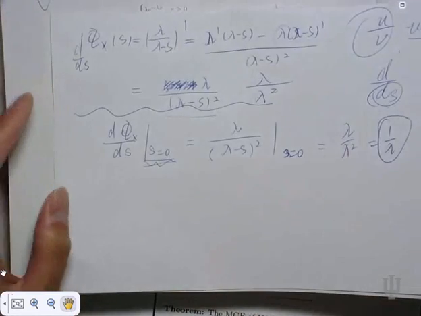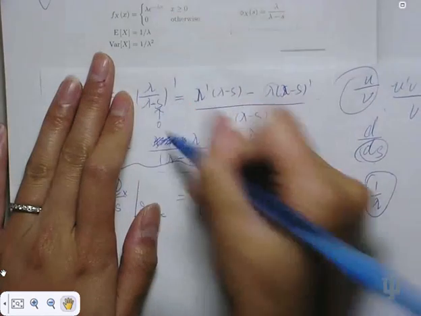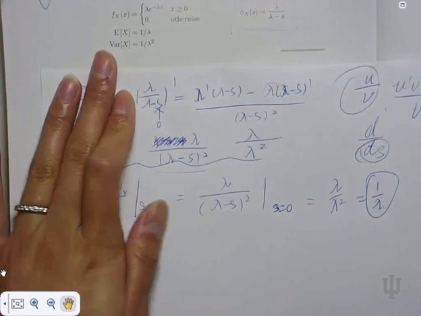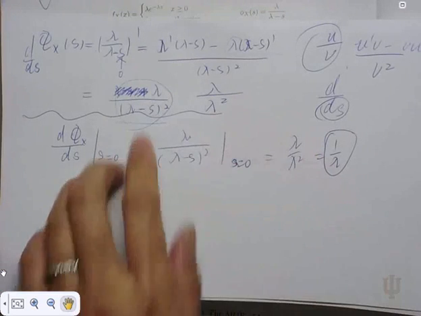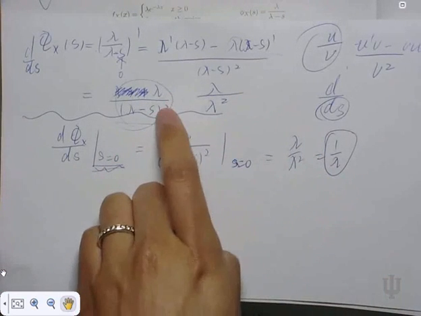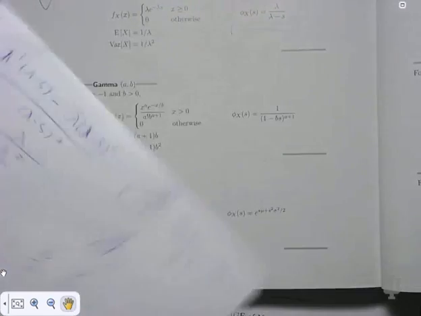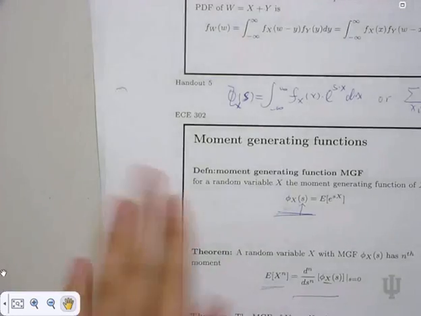A very popular mistake is setting s to 0 first, and then you get a totally different result, right? So first, to do the derivative, you need to have a function, and then calculate the function value when s equals 0, okay?